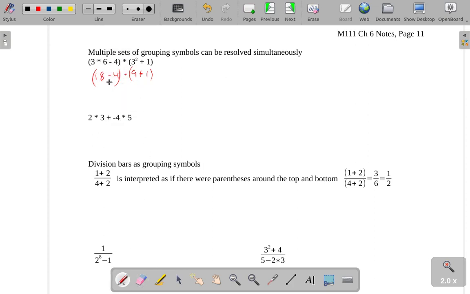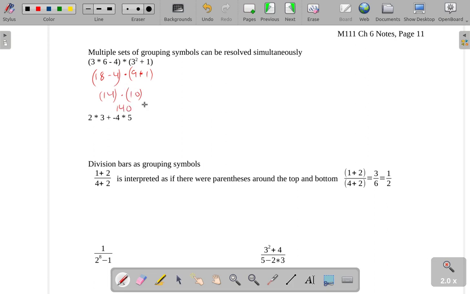Now I'll go ahead and do this again. I again have parentheses and parentheses, so I can do this one, 18 minus 4 is 14. 9 plus 1 is 10. And so now, I've done all the operations on the inside of the parentheses, I can go ahead and do the 14 times 10, which is 140.